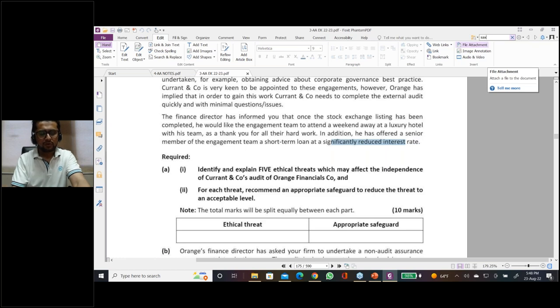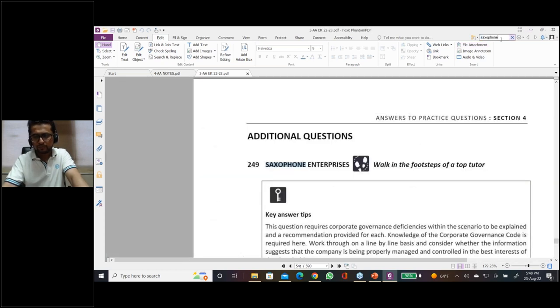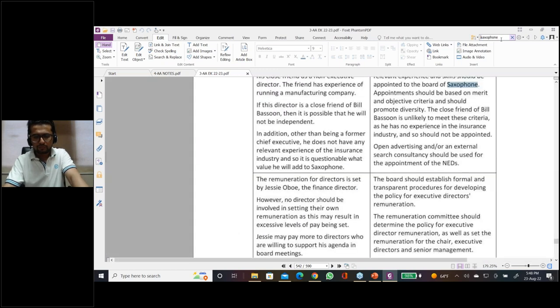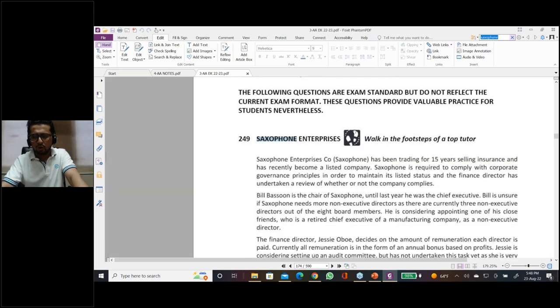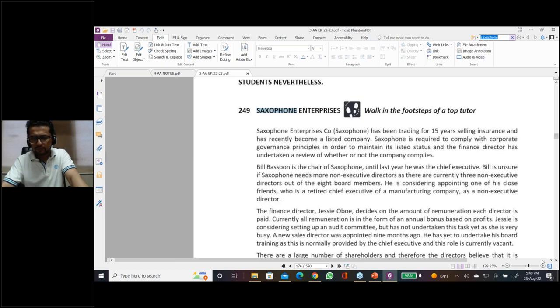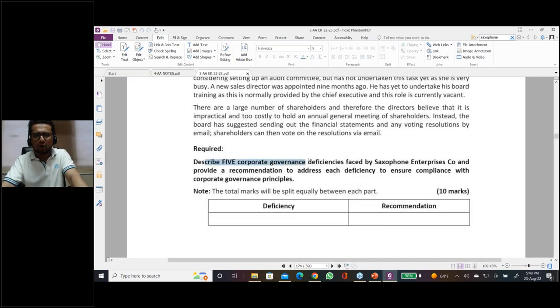So if you want to have a look at the question, so here is the question called Saxophone Enterprises. Let's go to the exam requirement. Describe 5 corporate governance deficiencies faced by the company, and then provide our recommendation to address each deficiency in order to make sure the company is making compliance with the corporate governance principles. So 5 + 5, 10 marks.